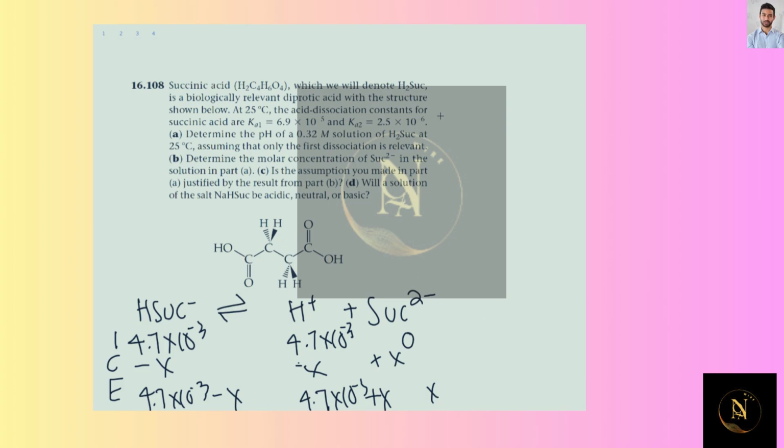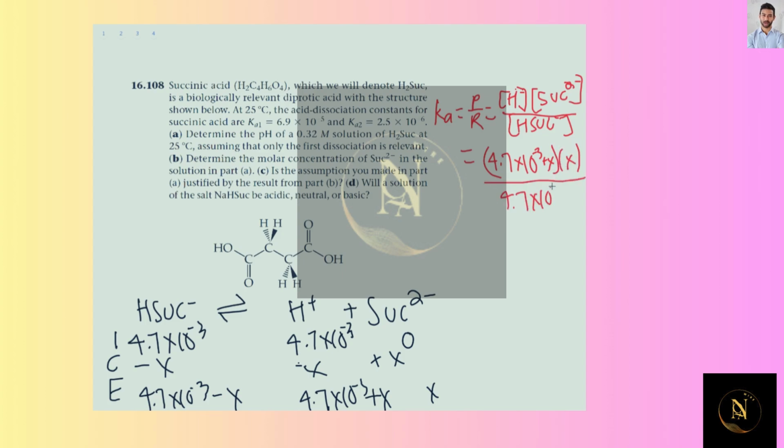So what we said before, our Ka is equal to our products over reactants. And when we use what our equation is giving us, we should have our H plus concentration times our succinate 2 minus concentration all over our HSuc minus concentration. And when we plug in our values that we are given in our equilibrium part, we are getting 4.7 times 10 to negative 3 plus x times x over 4.7 times 10 to negative 3 minus x.